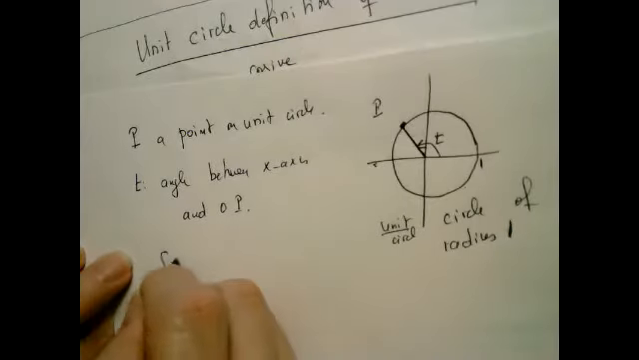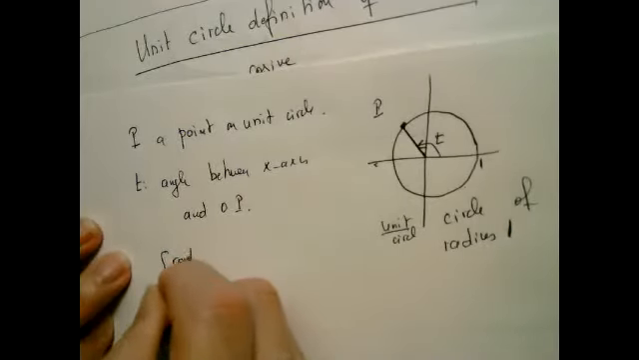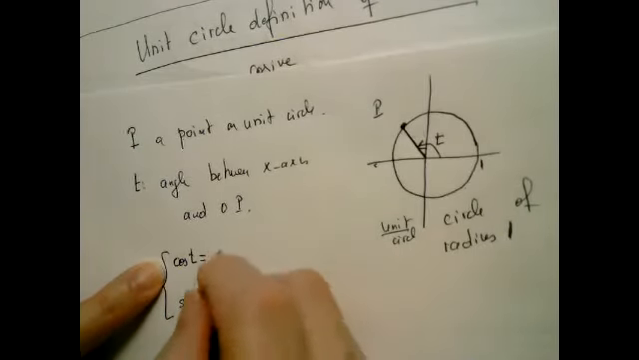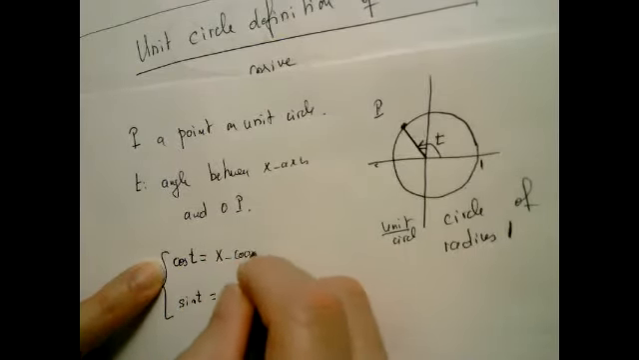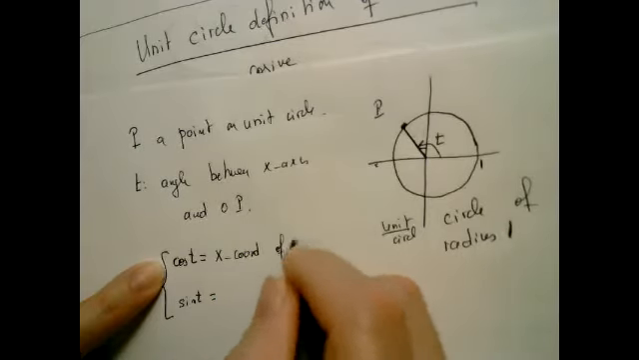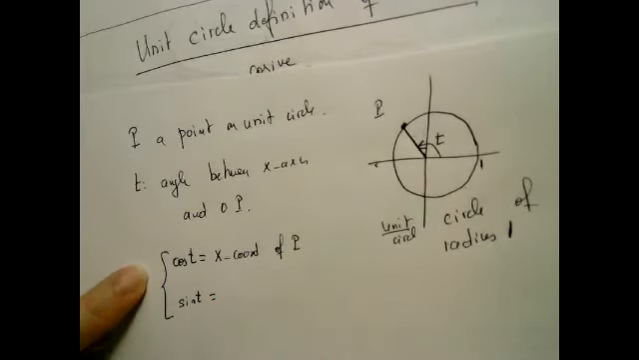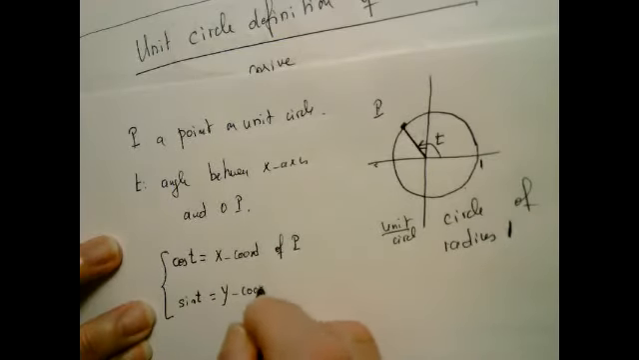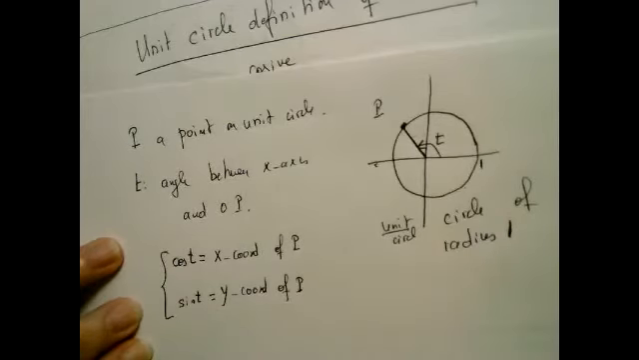What's the cosine of T? What's the sine of T? X coordinate, absolutely correct. The cosine of T is the X coordinate of the point P. Crucial. That's the one we use. The sine of T is the Y coordinate of the point P. So this picture should be somehow drilled in our head.